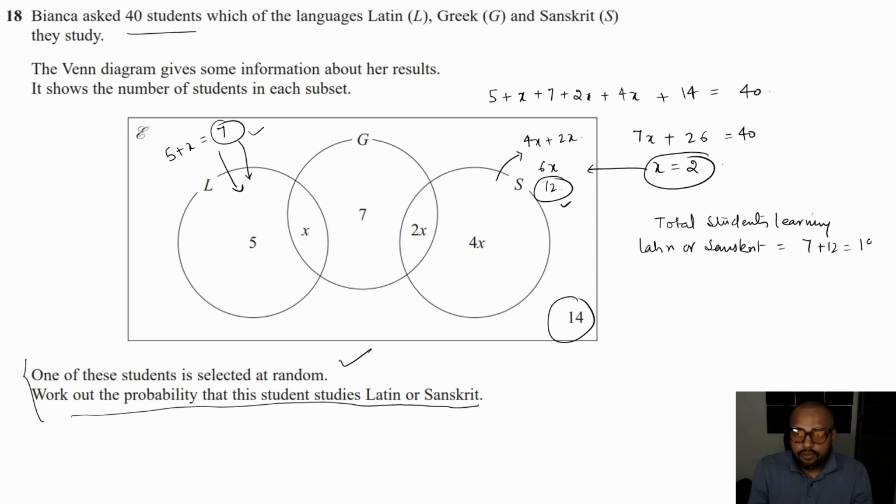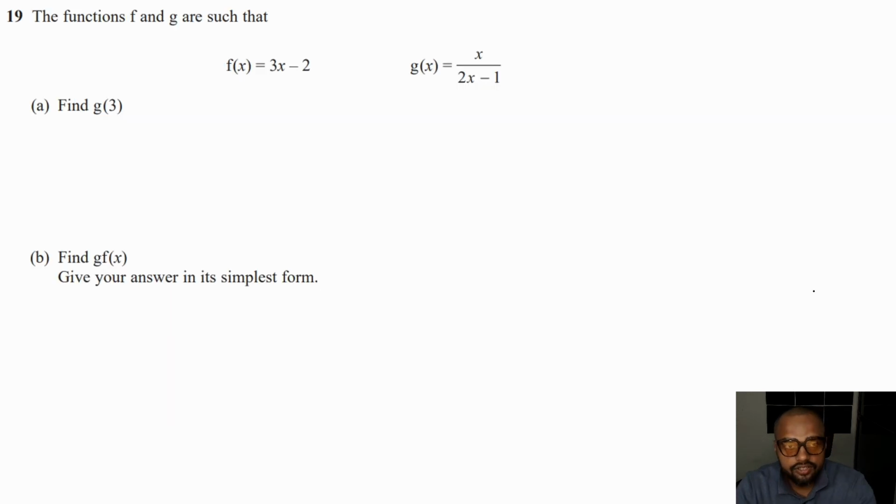7 plus 12 will be equal to 19, and the total number of students given here is 40. So the probability of students who are learning Latin or Sanskrit will be equal to 19 upon 40, where 19 is the number of favorable outcomes and 40 is the total number of outcomes. Okay, so this is our solution, students: 19 by 40. Let's move to the next question.